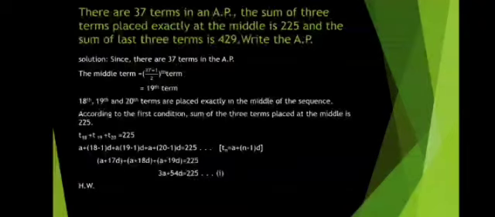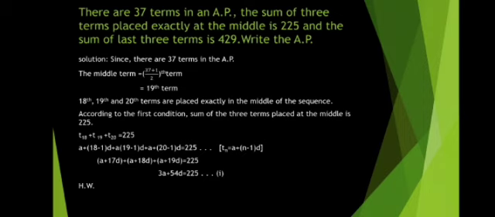Now in this question there are 37 terms in an AP. The sum of the three terms placed exactly at the middle is 225, and the sum of the last three terms is 429. Write the AP. We want to find the AP. That means we want to find term number 1, term number 2, term number 3 and so on. So finally we'll find just three terms, that is T1, T2 and T3.